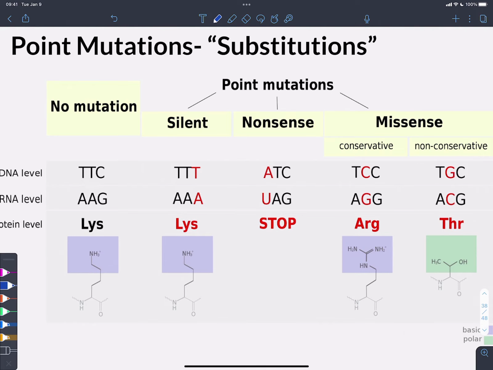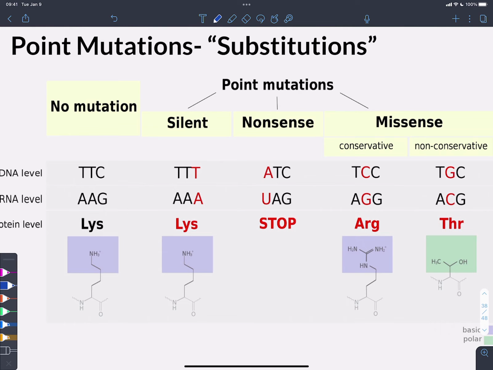The point mutation can be nonsense. What we've done here is we've changed TTC to ATC, which is instead introducing a stop codon, which will cause translation to stop at that point and will lead to a protein that's probably not very functional at all.